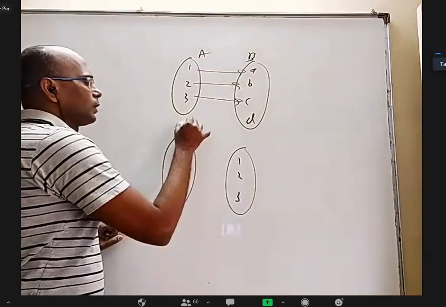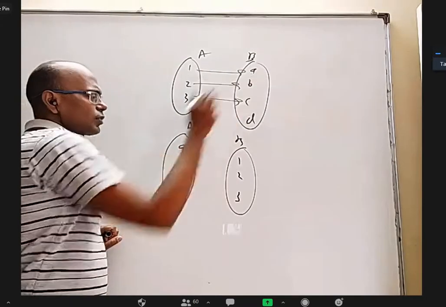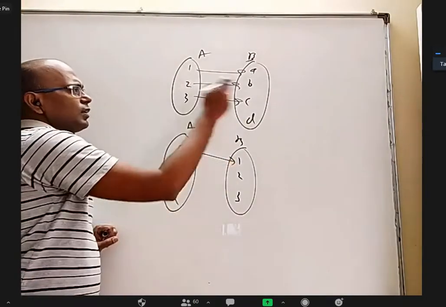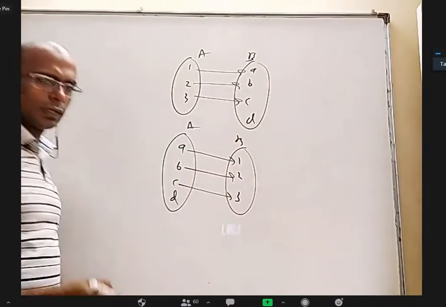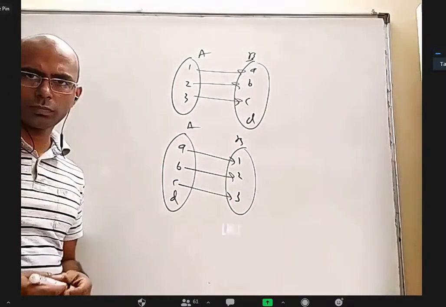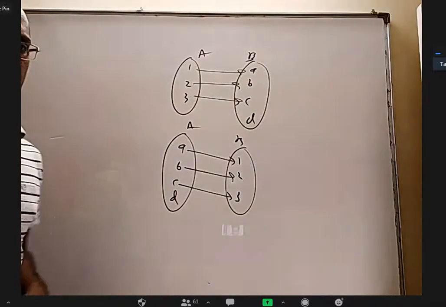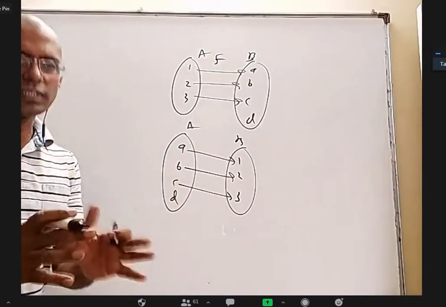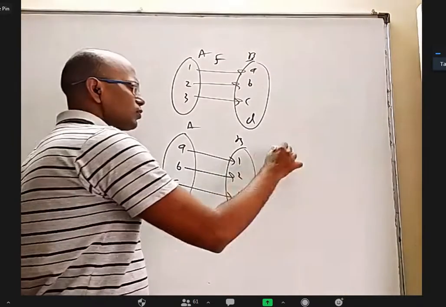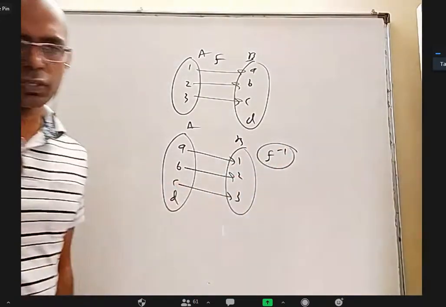1, 2, 3. And earlier if 1 is connected to A, now A will be connected to 1. Earlier if 2 is connected to B, now B will be connected to 2. Okay, this. Is this a function? No, sir. Okay. So if f is a function, what we wrote is only an inverse relation. It is f inverse, we can write it, but it is only a relation, not a function.